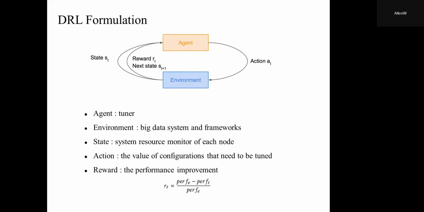We translate the configuration tuning problem into a DRL formulation. The agent is our tuner. The big data system is the environment. States refer to the system resource monitor, and actions are the values of configurations that need to be tuned. And then we design a reward function according to the performance improvement compared to the expectation.